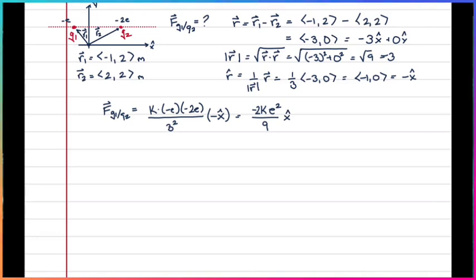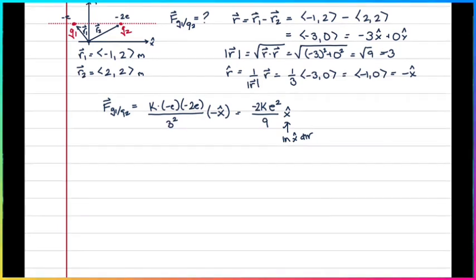Two of the negatives go away, and there's one negative still left over. And the e's become e squared, but the 2 is not squared. But the 3 on the bottom is. And so this seems like it's in the x direction. And because of this negative sign, it points left. That seems correct.